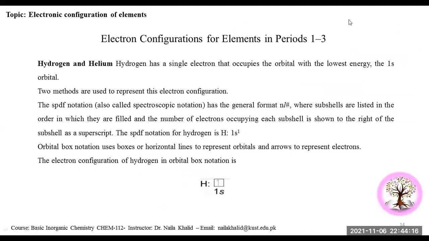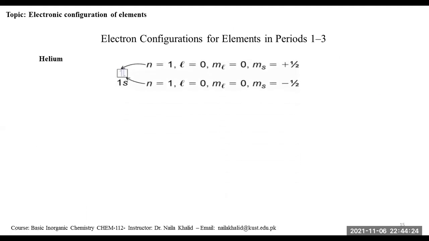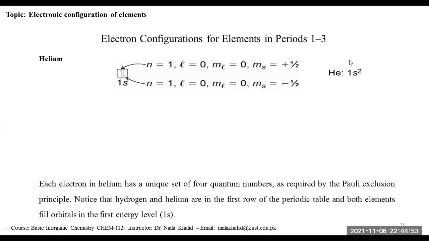So in case of period number 1, you will see the first element is hydrogen. The electronic configuration is very simple, that is 1s1. Similarly, for helium, you will see it is 1s2. If two electrons are there in an orbital, you will see that they have a different set of values of quantum numbers. So three of the quantum numbers are the same, whereas the fourth one is different. For one electron, it is plus half, and for another electron, it is minus half. So the helium electronic configuration can also be written as 1s2.